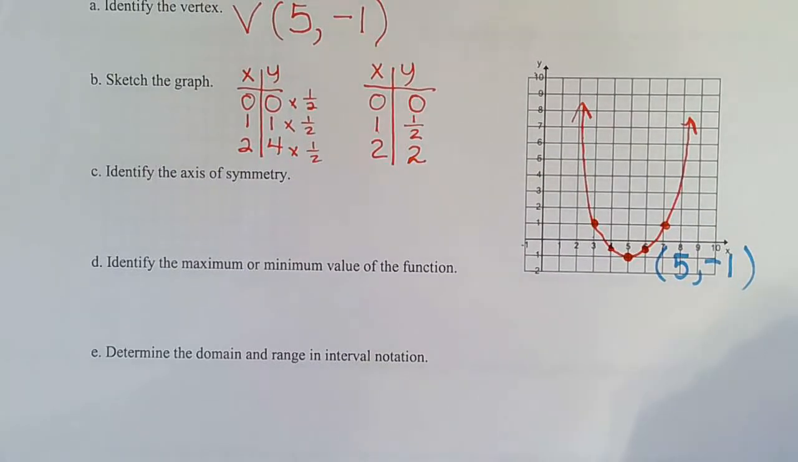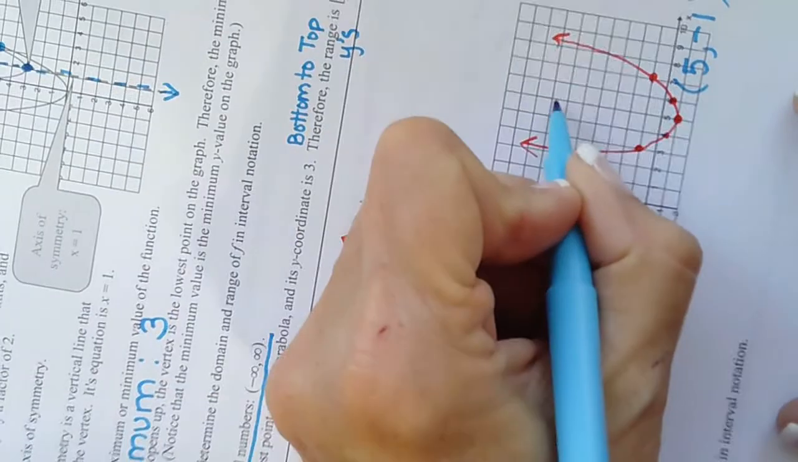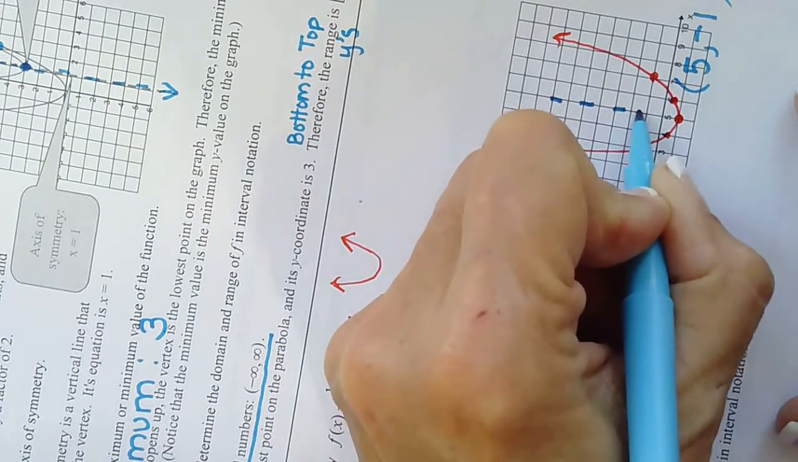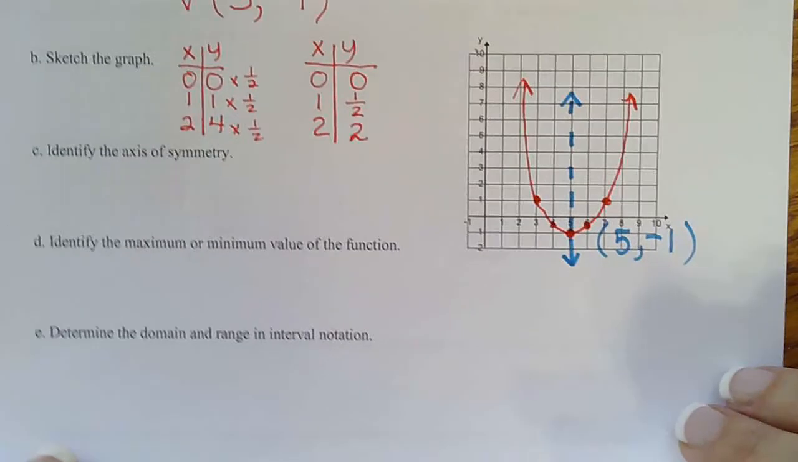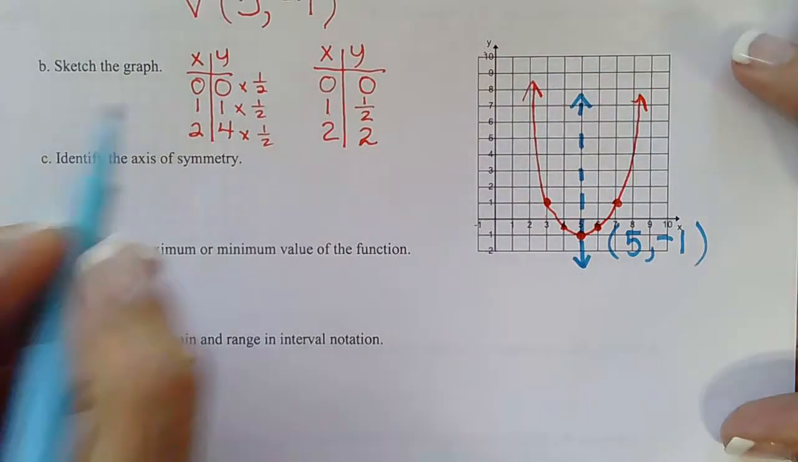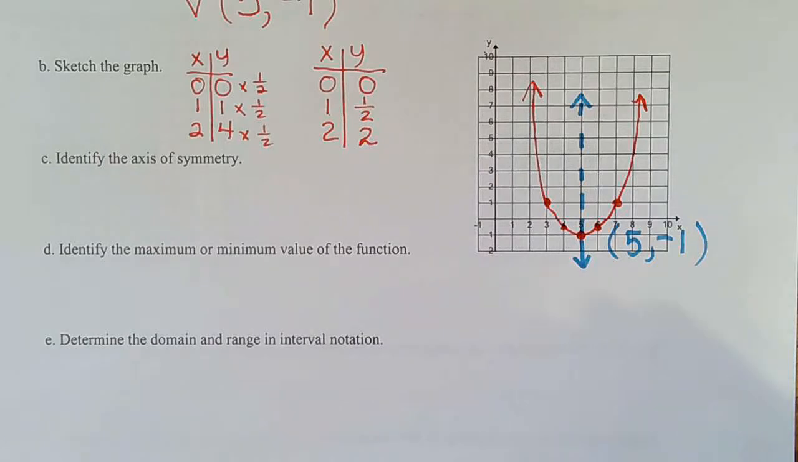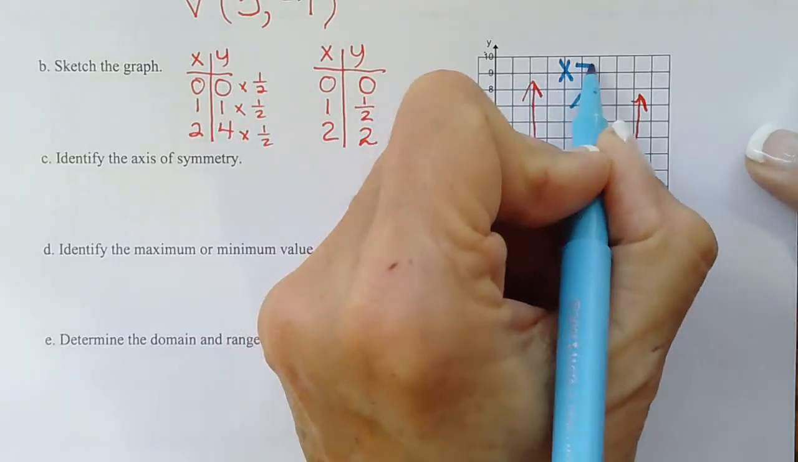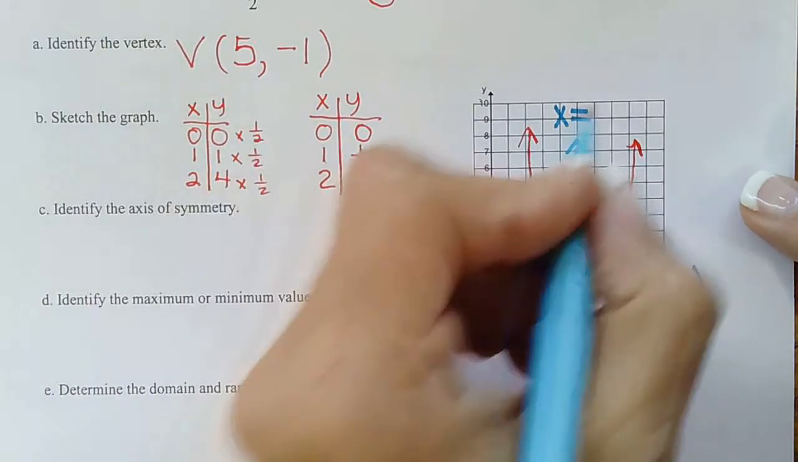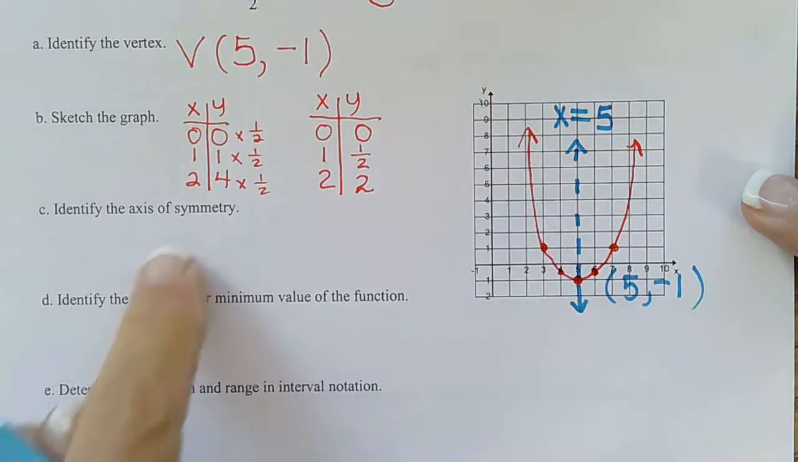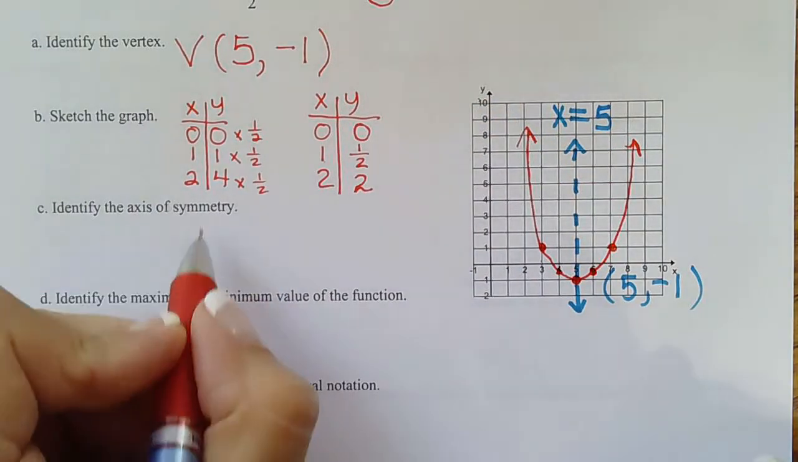Now we need to draw in the axis of symmetry. So it's always the line that cuts the graph in half, and it goes right through the vertex. It is a vertical line, and it needs arrows on both ends. On the test, I also ask you to label it. So we need to label it. And as I said earlier, it's always x equals, and you just pull the x from the vertex. So x equals 5.